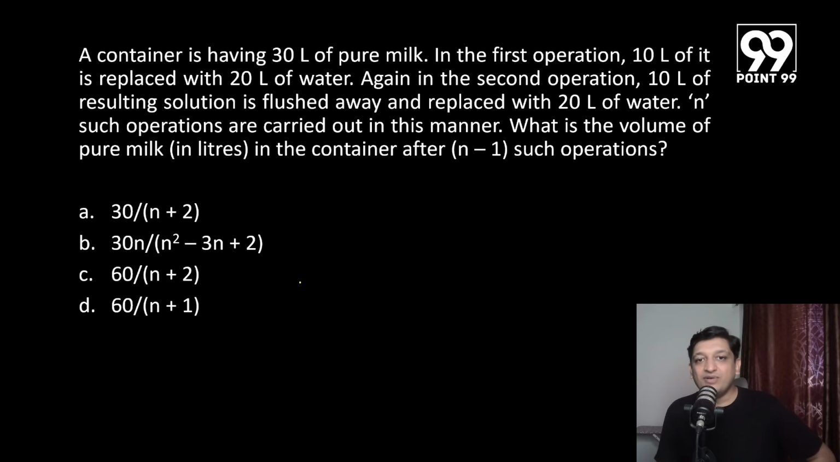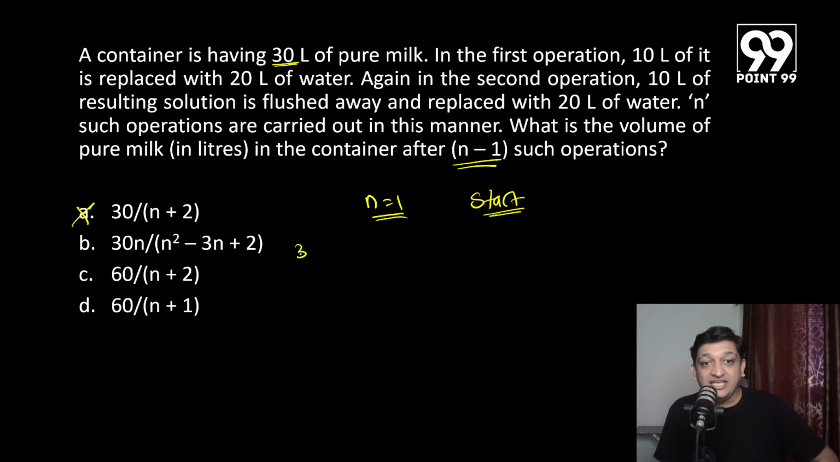Now in this case, we know that n minus 1 operations have been asked. So if I put n equals 1 here, then what will happen? After 0 operations, I need to figure out what exactly was the volume of milk at the start. It was 30 liters. So if I put n equal to 1 in these options, I should get my answer as 30. So 30 upon 3, 10, not my answer.